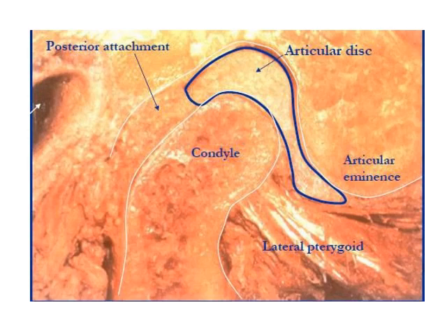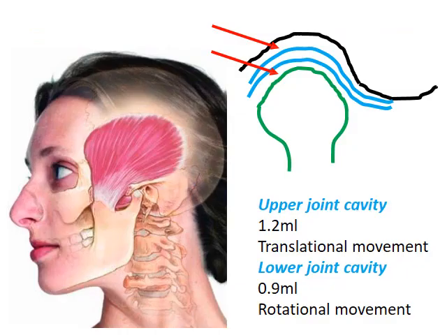Over here, what I want to show you is how the disc is being attached. You can see that there is a posterior attachment of the disc, and then it is attached further to the articular eminence, and the lateral pterygoid muscle is also attached. This picture will explain how the disc is dividing the joint into two cavities. You can see that these blue lines are the disc, and this is the upper cavity, and the lower one is called the lower cavity.